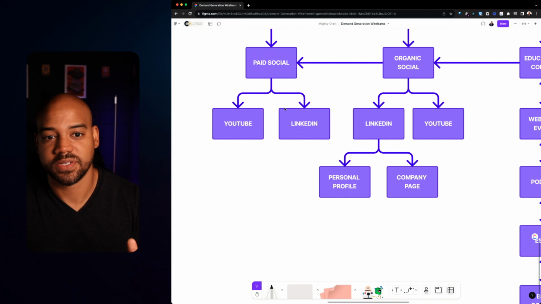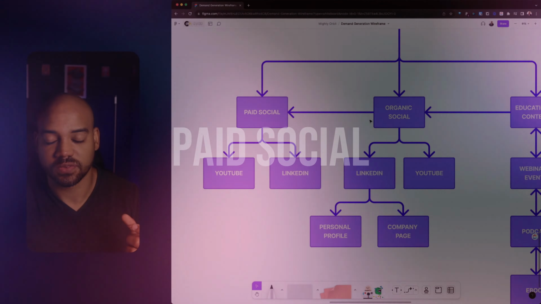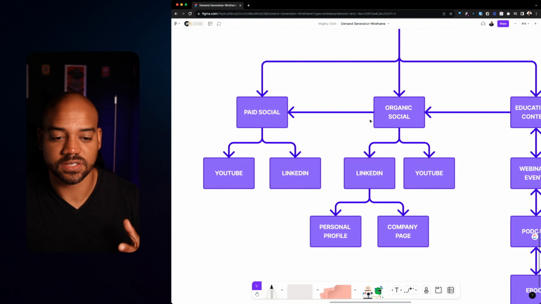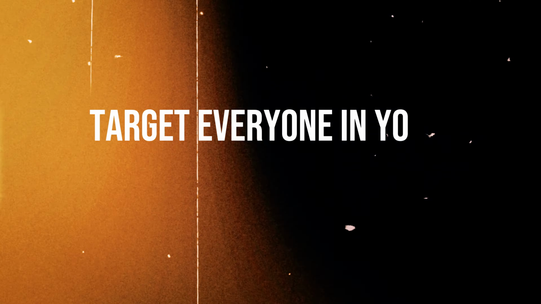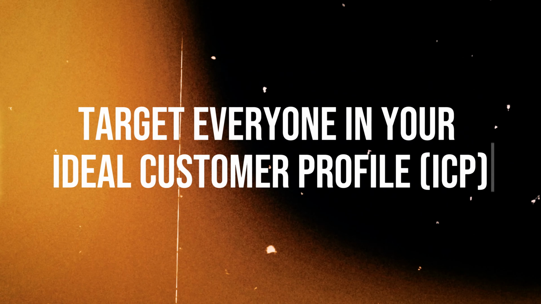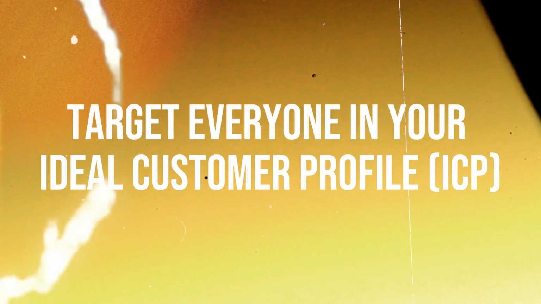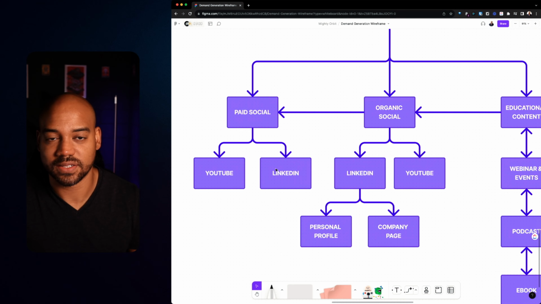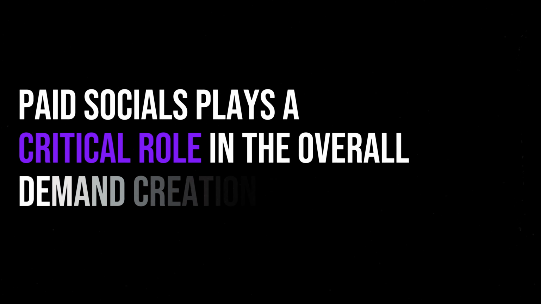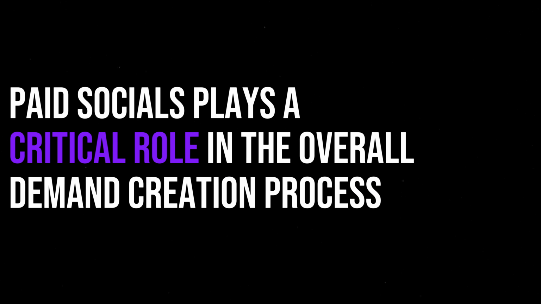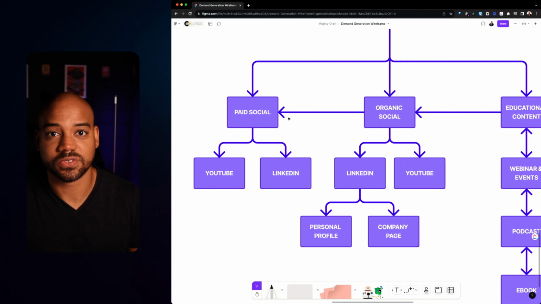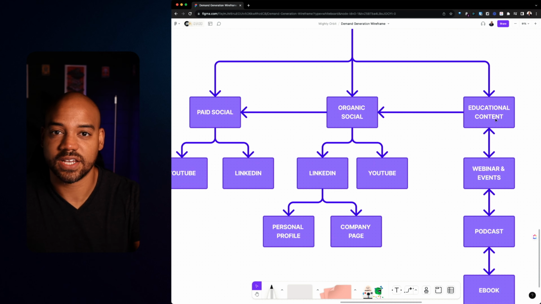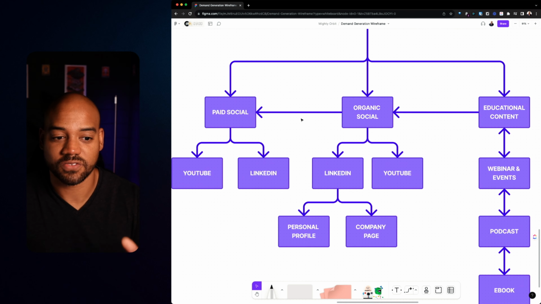The next piece is going to be paid social. The really great thing about paid social is that you can almost guarantee that everyone in your target audience will see your paid social content. Once again, those are channels like YouTube and LinkedIn and some other channels as well. But paid social plays a critical role in the overall demand creation process because it allows you to get in front of your entire ICP, build up this brand awareness, and use some of these other educational elements plus your organic social to further build trust.